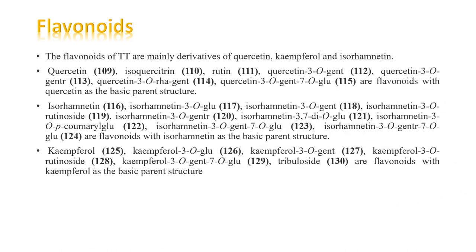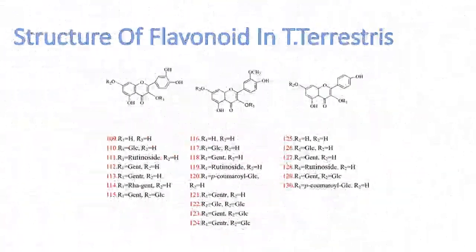In this slide, I am telling about the flavonoids and the structure of flavonoids. The flavonoids of Tribulus terrestris are mainly derivatives of quercetin, kaempferol, and isorhamnetin. These are the structure of flavonoid in Tribulus terrestris.